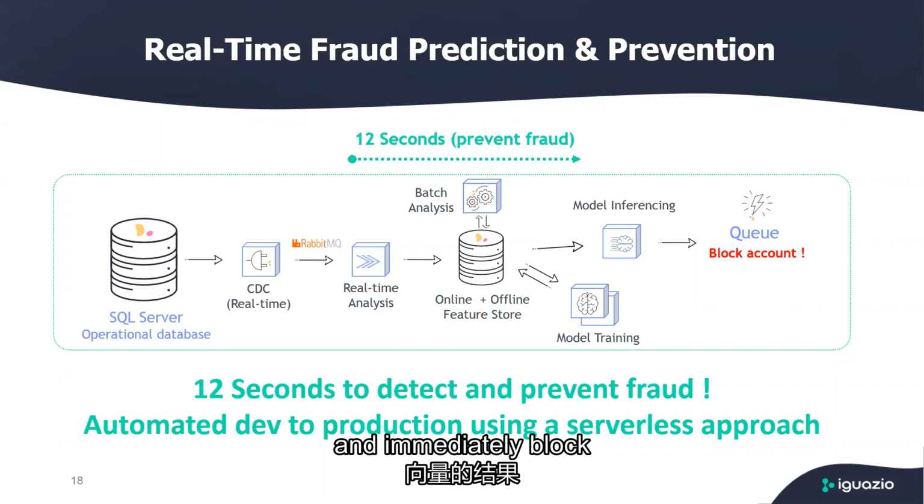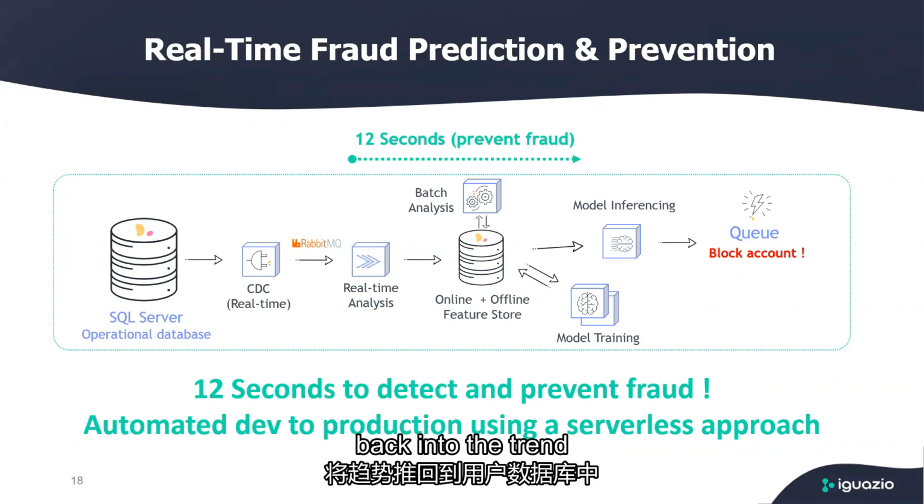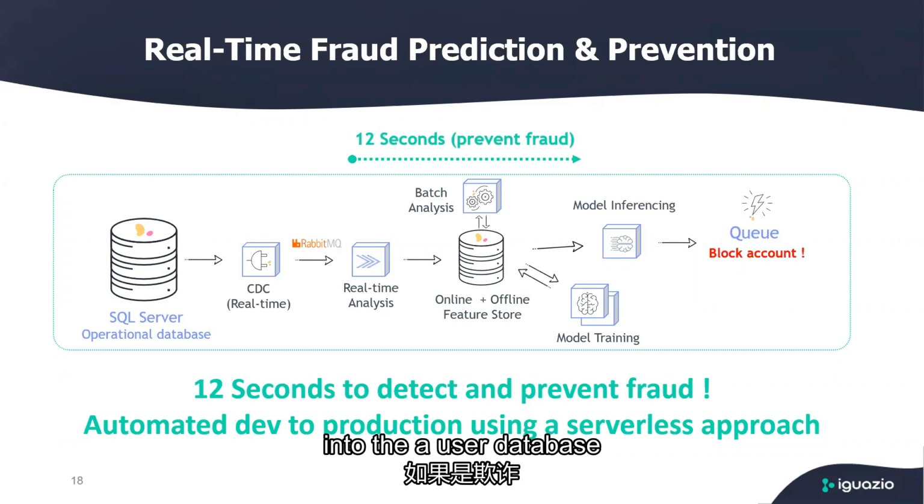vector, and immediately blocks the transaction on the fraudulent account. So it pushes back into the user database an update on the user if it's a fraud transaction to block the account. And that workflow, instead of having like 40 minutes because it's batch, is now a continuous workflow that takes 12 seconds from the first indication of fraud, and it already blocked the account. Everything is fresh data, everything is online, everything is microservices.